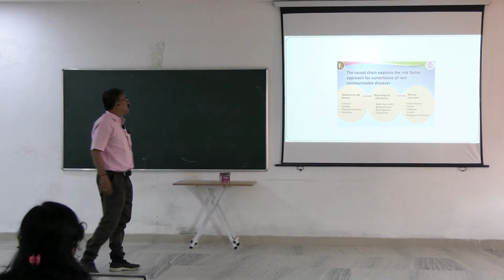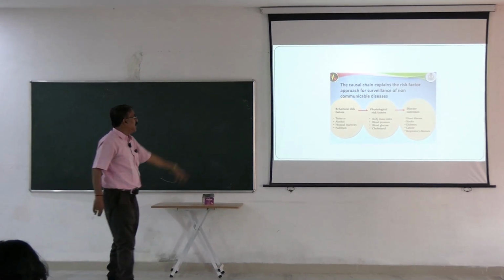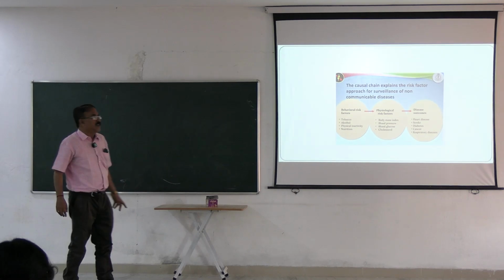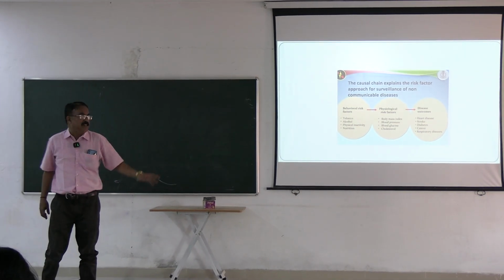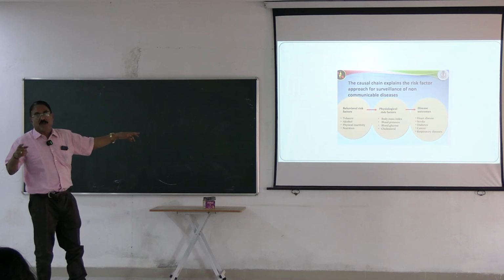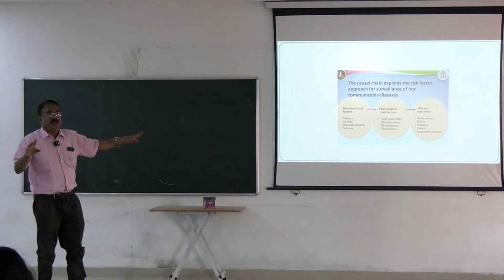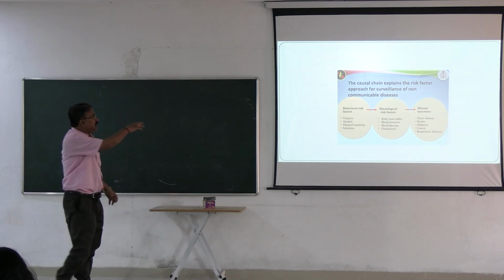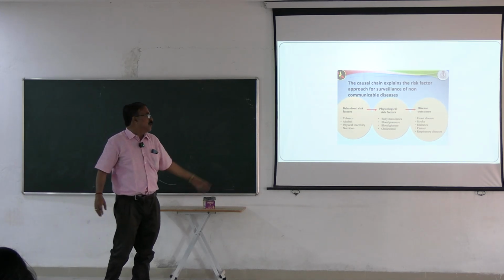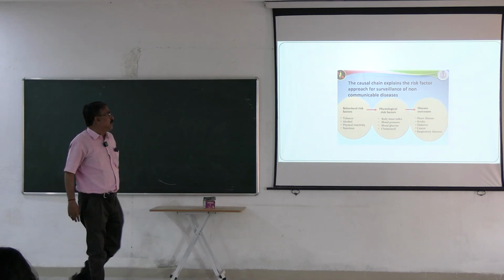So this is how it looks. Behavioral risk factors: tobacco, alcohol, physical inactivity, nutrition. Then the physiological risk factors: body mass index, blood pressure. Have you studied? Do you know what body mass index is? Yes or no? Do you know what BMI is? Okay. Then blood glucose, cholesterol. Disease outcomes are heart disease, stroke, cancer, diabetes, etc.